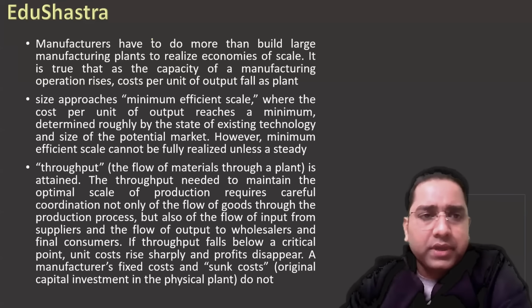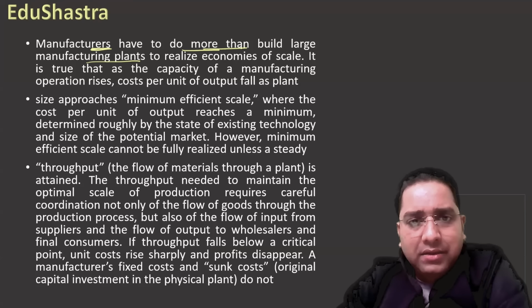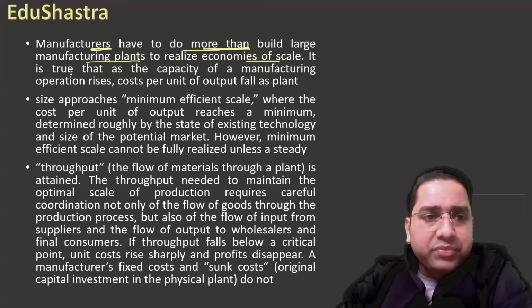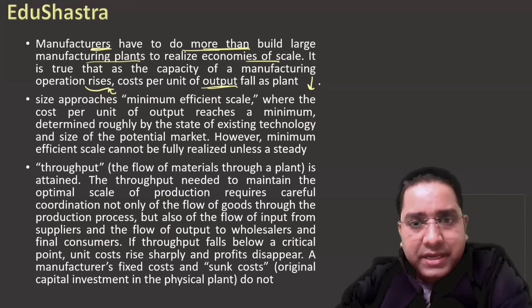It starts from here. It says, manufacturers have to do more than build large manufacturing plants to realize. So what is it focusing upon? Manufacturers have to do more than building large manufacturing plants. That means building large manufacturing plants is not enough, to realize economies of scale. That means what are the components that make an industry great. It is true that the capacity of a manufacturing operation rises.